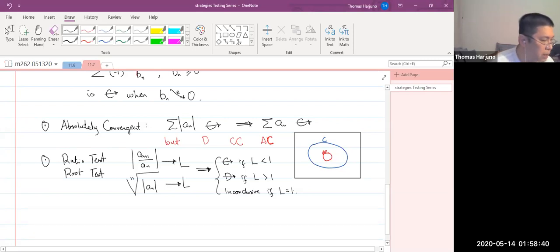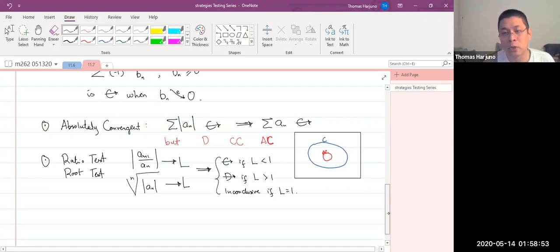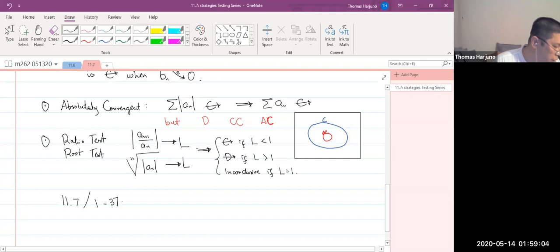Now, we basically need to apply the ideas that we have learned here. We don't know which test we will use in these problems. So during this weekend, I would like you to try 11.7, number 1 to number 37. Do as much as you can.